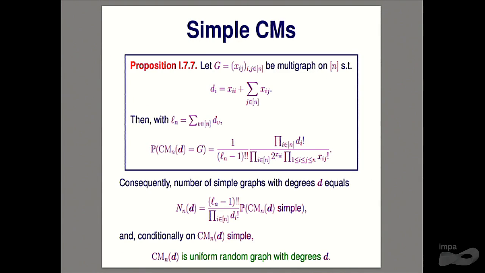And that turns out to be the following thing. You get 1 over (l_n minus 1) double factorial. So this is for odd numbers, and you go down by 2, not by 1. In the factorial, you go down by 1. In a double factorial, you go down by 2. Then you have a product here of d_i factorial. You divide through by the product over i of 2 to the power x_ii. So that's the self-loops. And then you divide through by a product over all i and j of x_ij factorial. Okay? This is just the computation that you need to do.